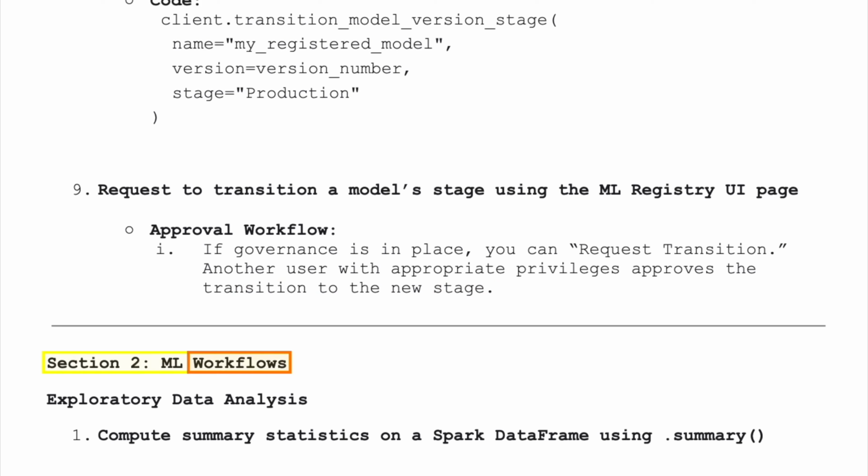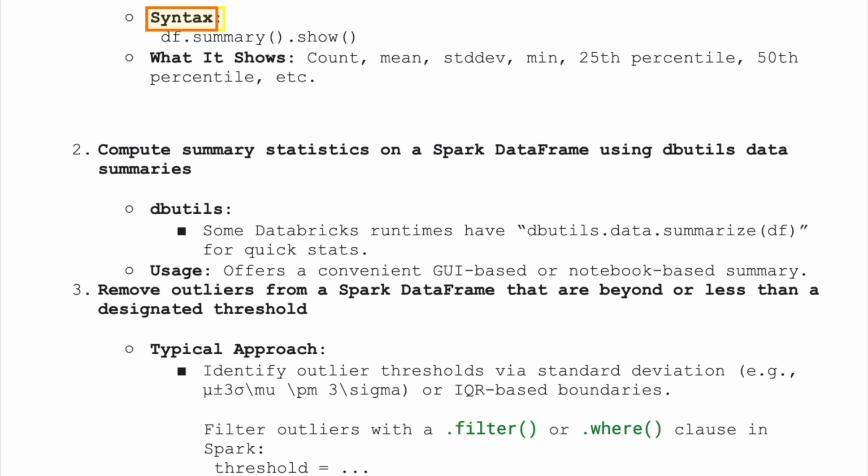Section 2, ML Workflows. Exploratory Data Analysis. 1. Compute summary statistics on a Spark data frame using the summary syntax, df.summary. It shows count, mean, stddev, min, 25th percentile, 50th percentile, etc. 2. Compute summary statistics on a Spark data frame using dbutils data summaries. Some Databricks runtimes have dbutils.data.summarize(df) for quick stats. Usage offers a convenient graphical user interface based or notebook based summary.